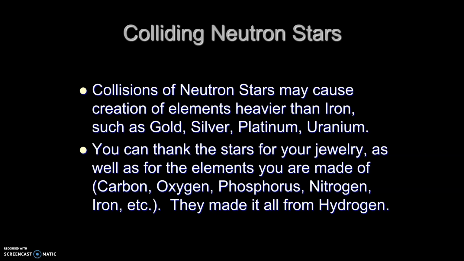Okay, so another thing we're going to talk about is collisions of neutron stars. Collisions of neutron stars can create heavier elements. These collisions are going to create elements like gold, silver, platinum, and uranium. These neutron star collisions make those heavy metals that you can see a lot in jewelry. It's also made from elements like carbon, oxygen, phosphorus, and iron. All of these are made from hydrogen. So when all of these collide and come together, we're going to get heavier and heavier elements here.